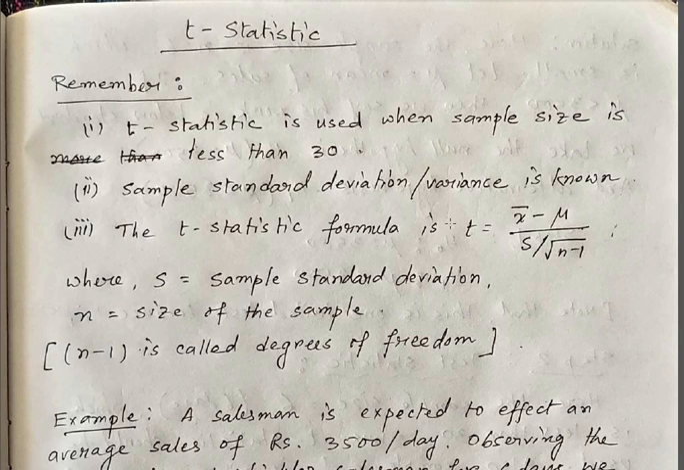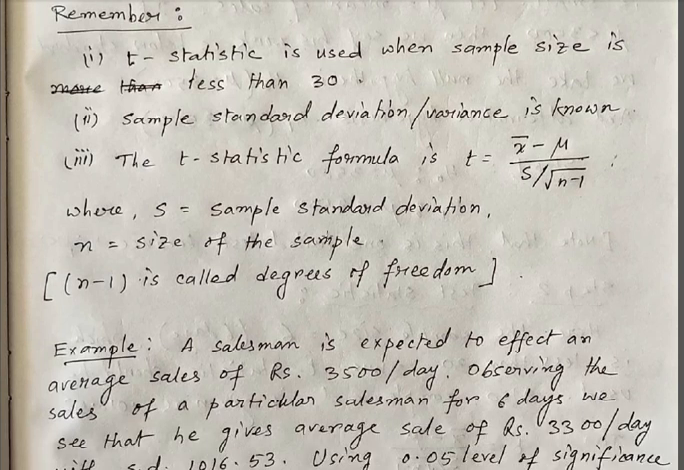Remember, in Z statistic the formula is Z equal to x bar minus mu divided by sigma by root n, where sigma is the population standard deviation, and here we use s by root over of n minus 1. The numerator portion is the same as Z statistic; only the denominator changes to s by root n minus 1, where s is the sample standard deviation. In case of Z it is population standard deviation and we use root n, and here we use root over of n minus 1. Everything is written here.